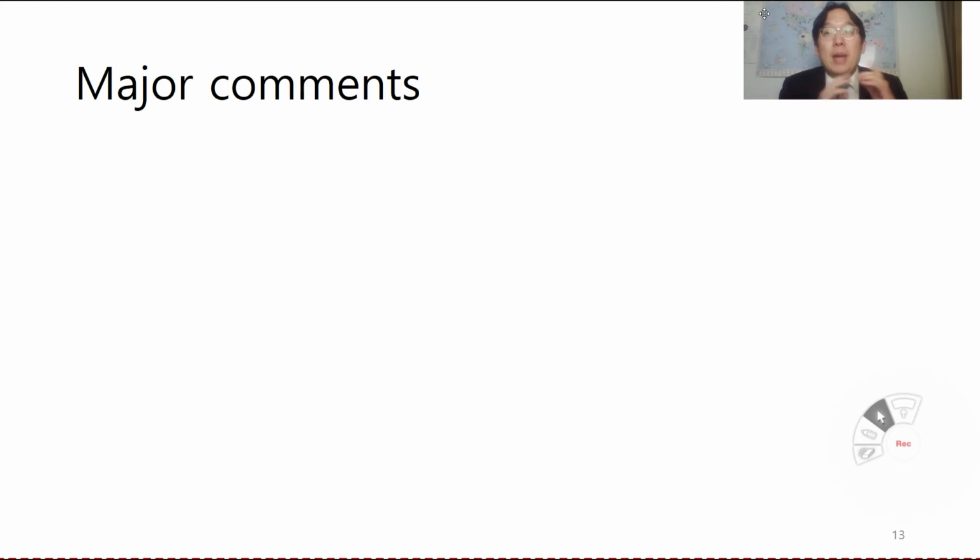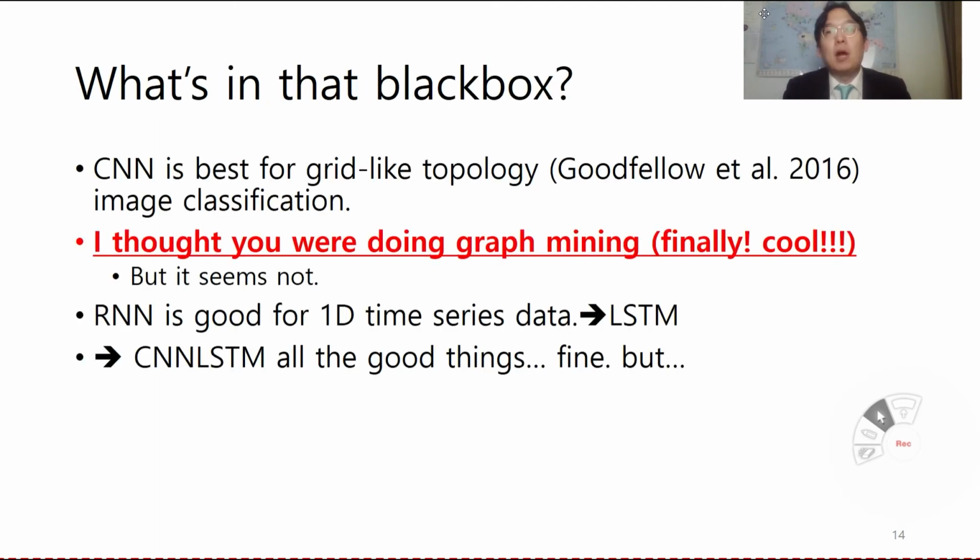Now, the major comment is here. Number one, what is in that black box? As long as you are using machine learning, you will find this kind of comment everywhere. CNN is best for grid-like topology. Of course, I know that you are working with a combination of this with LSTM or something, right? But basically, the starting point, CNN, is good for image classification. So I thought you were doing hardcore picture mining or graph mining with some colors and this and that. So I was like, cool, finally, but it seems like not.